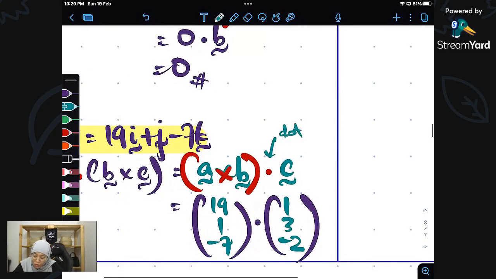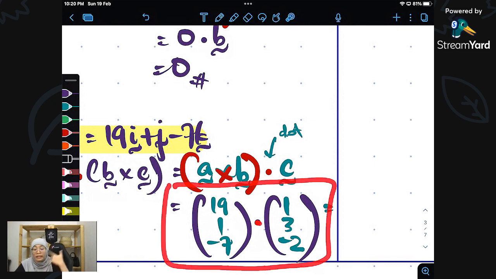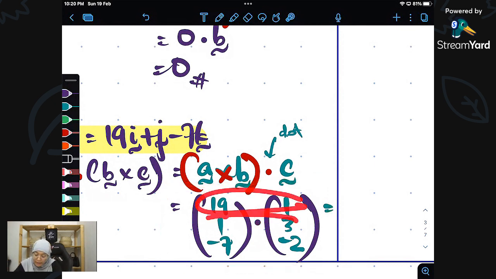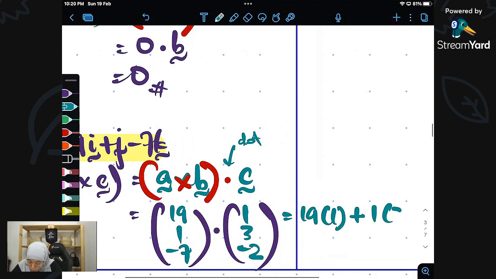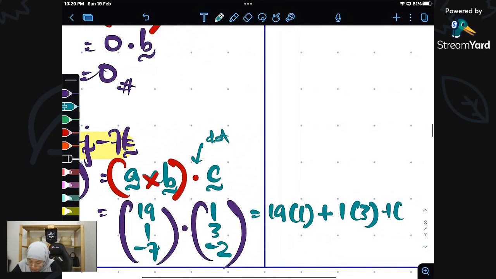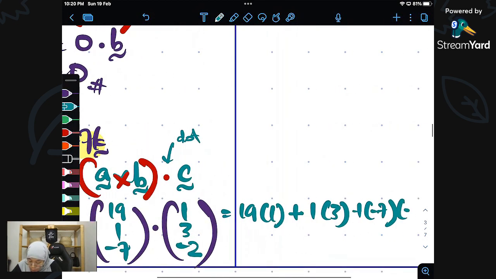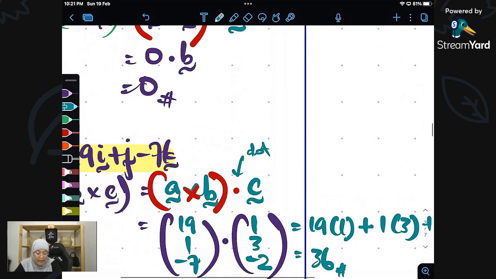And now we use the way of the dot product. Scalar product punya cara, punya calculation is just very easy. Recall balik chapter 5.2, which is 19 times 1 plus 1 times 3 plus with -7 times with -2. So you calculate this, you will get 36. That is your answer. Okay, careful there.